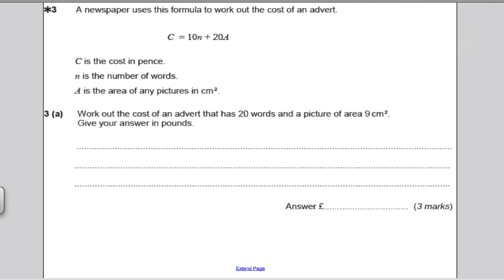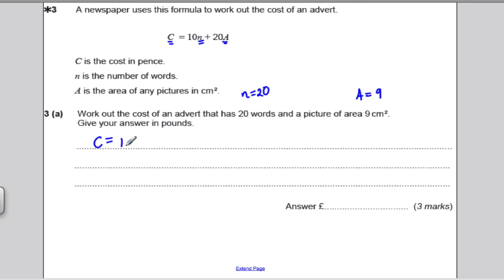So question 3. A newspaper uses the following formula to work out the cost of an advert. The cost of an advert is 10 times the number of words used in the advert plus 20 times the area of any pictures. Work out the cost of an advert that has 20 words, so n is 20, and an area of 9 centimeters squared, so area is 9.